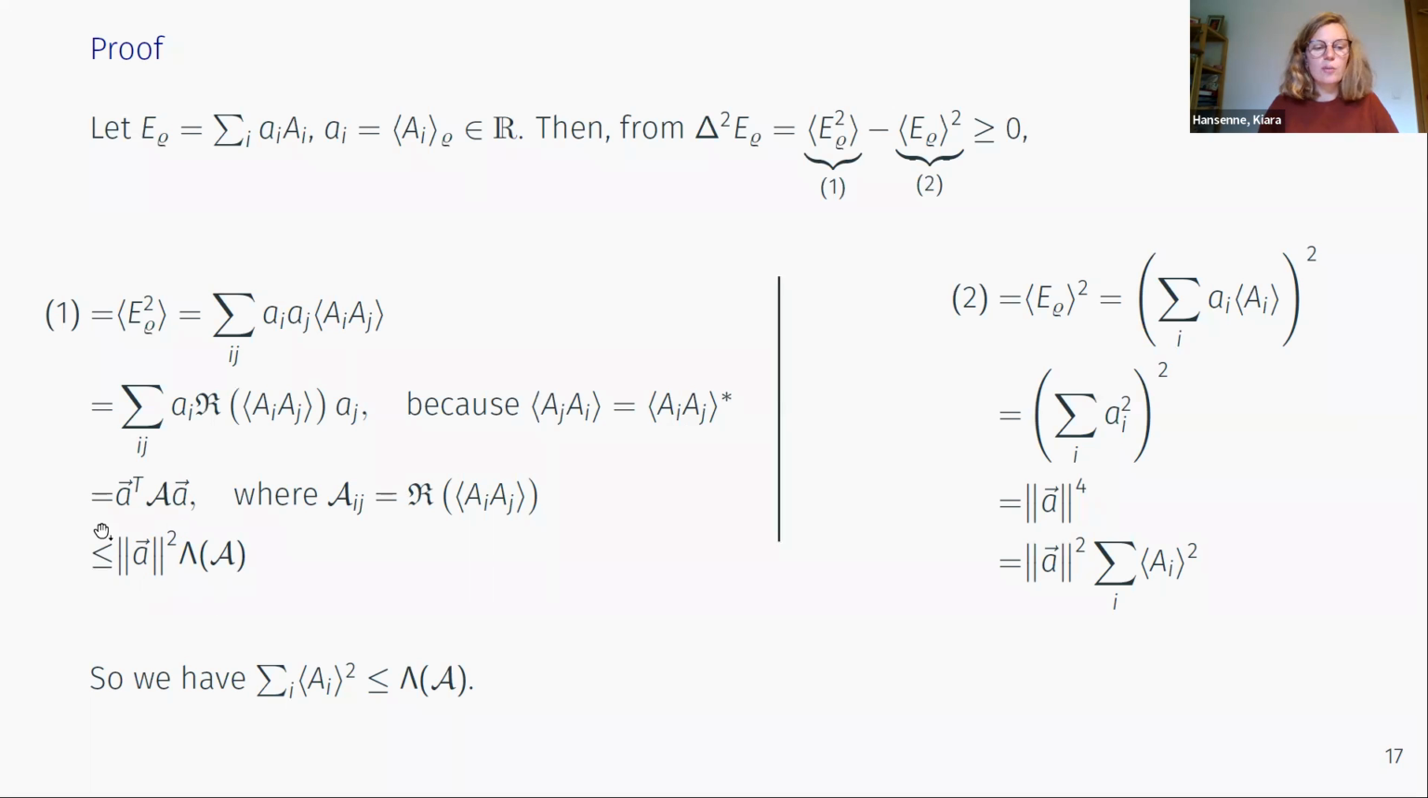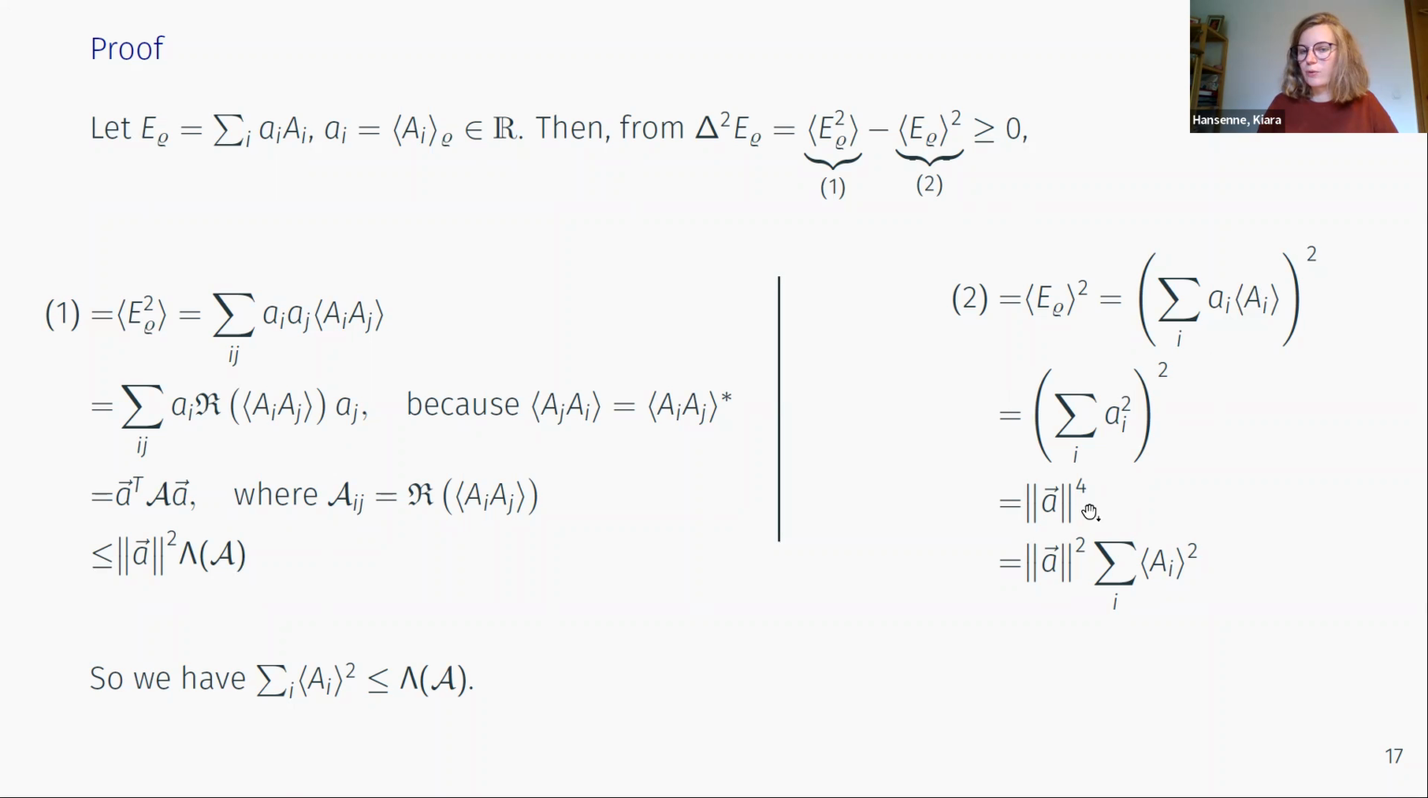Yes, and then this is just upper bounded by the largest eigenvalue of calligraphic A times the norm of this vector a. Then for the second one, same, we just expand, and then we notice that actually those small a_i coefficients are the same as the expectation values here. So we can just rewrite it like this.